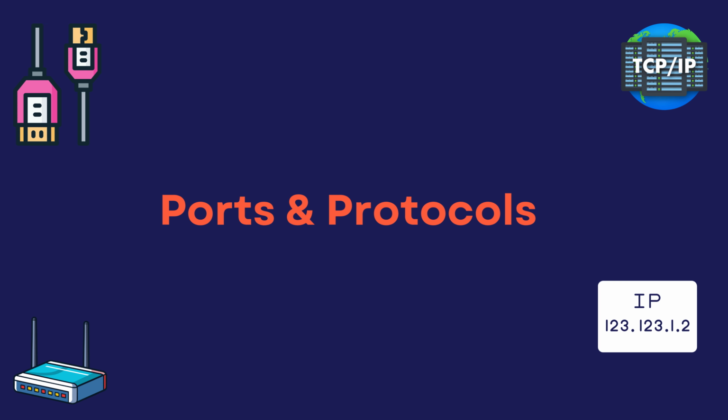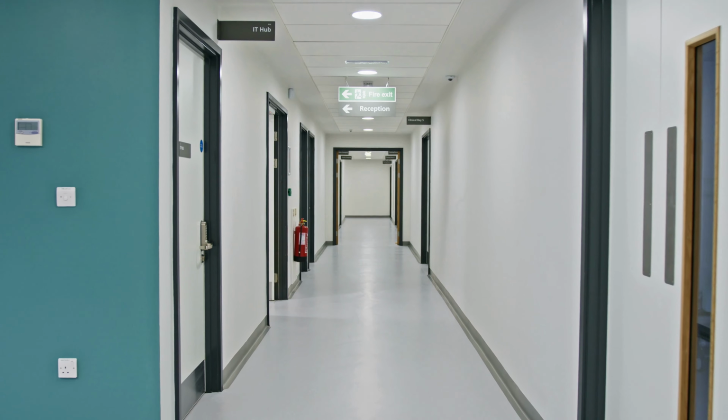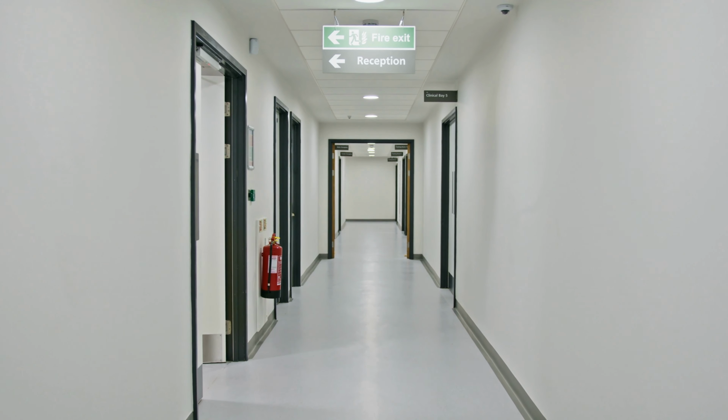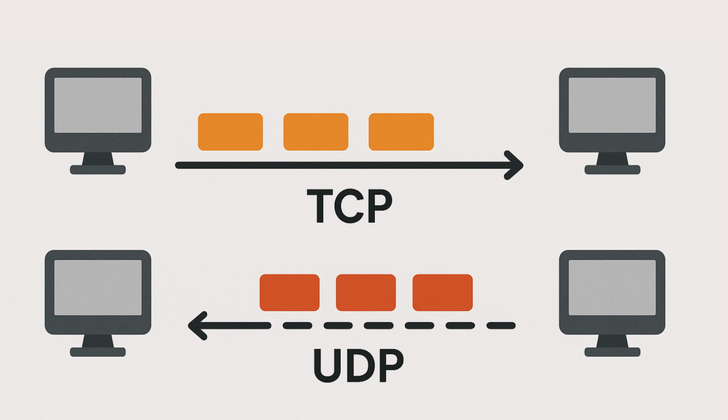Now, imagine visiting an apartment building. The IP address gets you to the building. The port number gets you to the right house, apartment, or service. For example, port 80 is HTTP, port 443 is HTTPS, port 25 is SMTP, the Simple Mail Transfer Protocol. Now, protocols like TCP and UDP decide how data moves. TCP is reliable like a phone call, and UDP is fast but less reliable, like sending postcards.